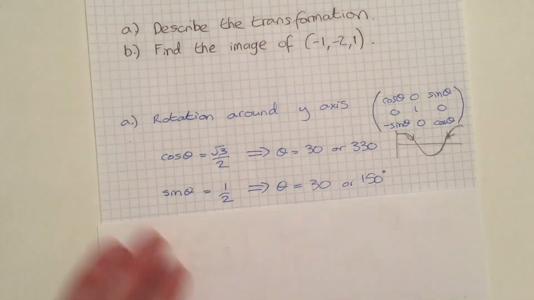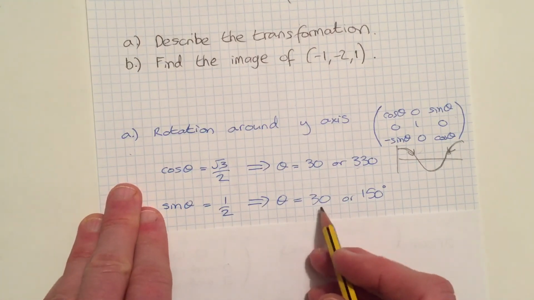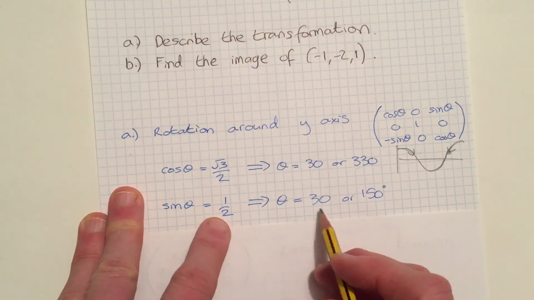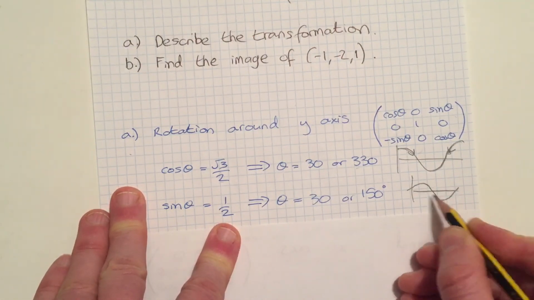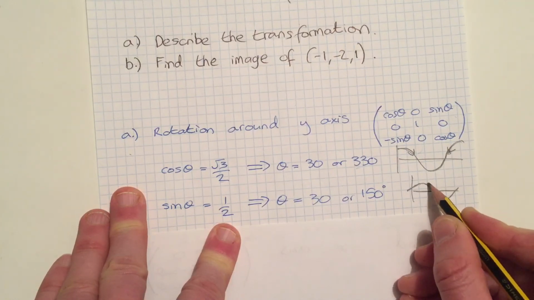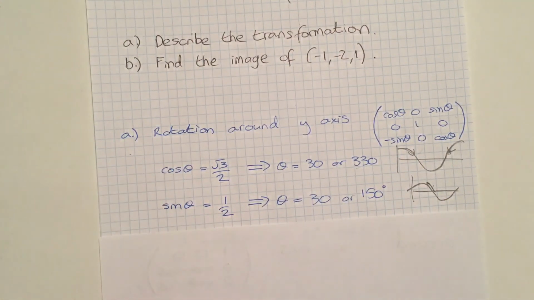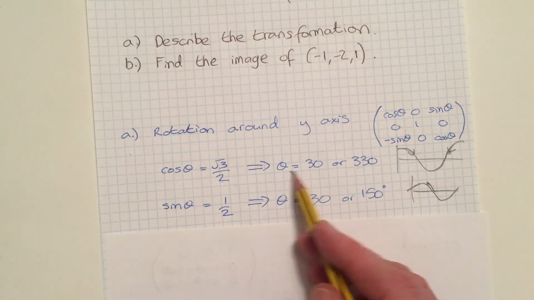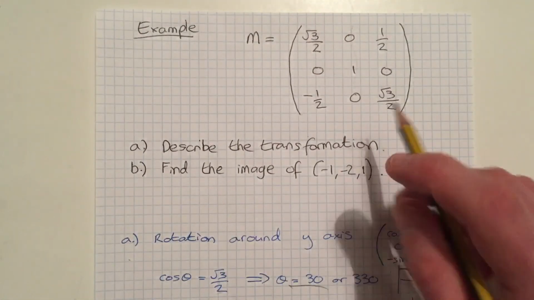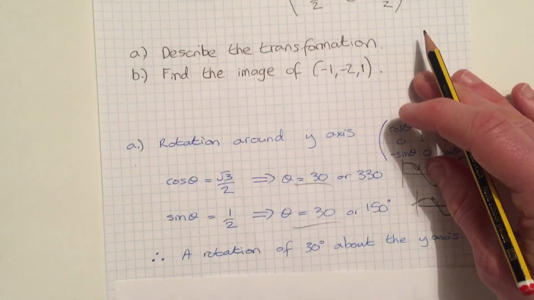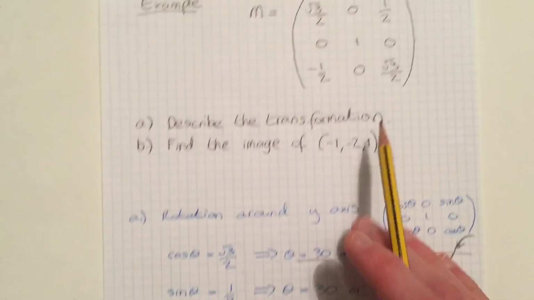And then I also know that sine theta equals a half. So that tells me if I do sine inverse of a half, I get 30. And then using the sine graph, 30 from here, 30 from here, I can see there'll be another solution at 150. Which means in order for these to be consistent, theta must be 30. So this transformation is a rotation around the y-axis of 30 degrees. That's what this does.